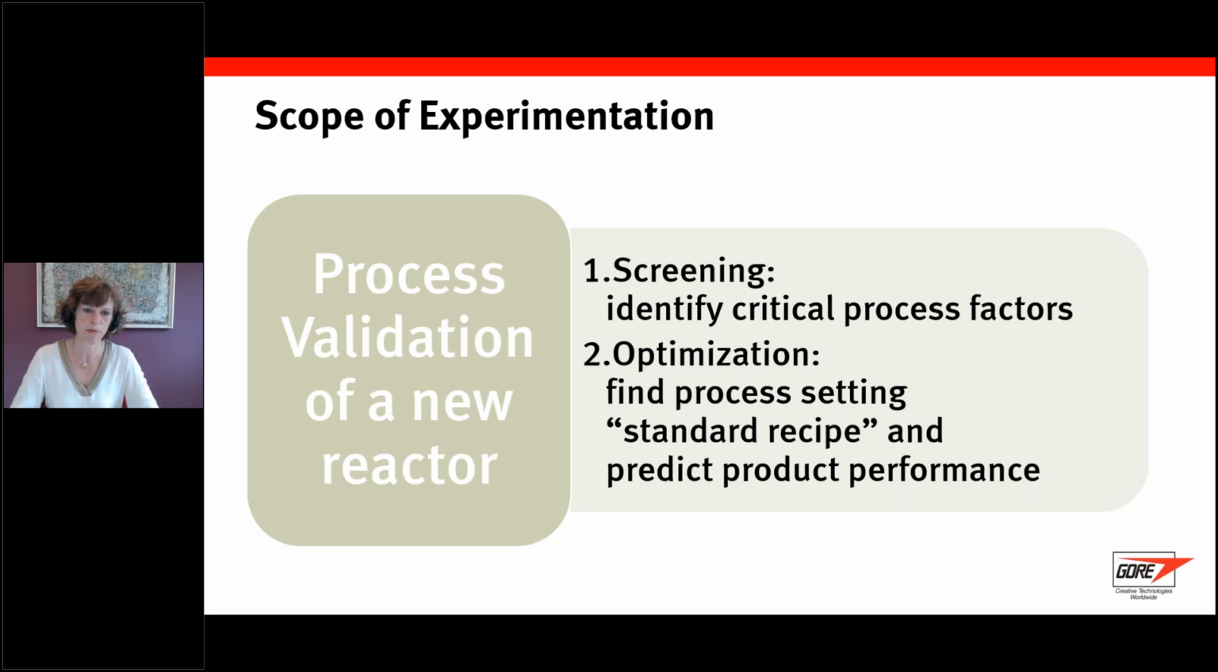And the second step, once you have identified the critical factors, you move on to find a process setting or a process window in which you reliably are going to produce good product. So in that second step, you need to make predictions about the product performance in your normal production. That means the process validation is a two-step approach.